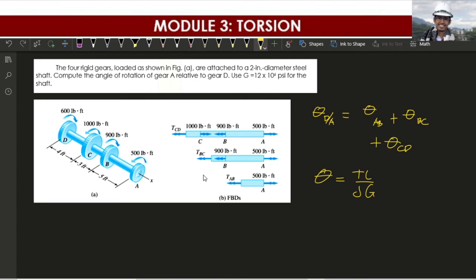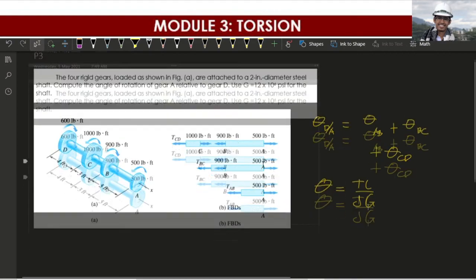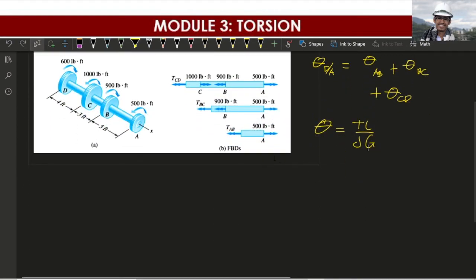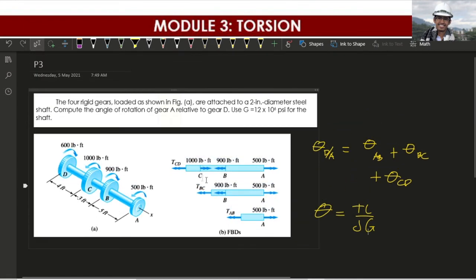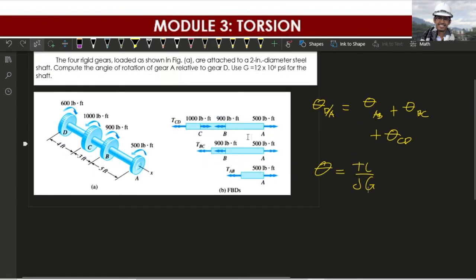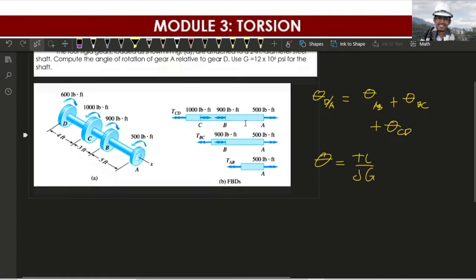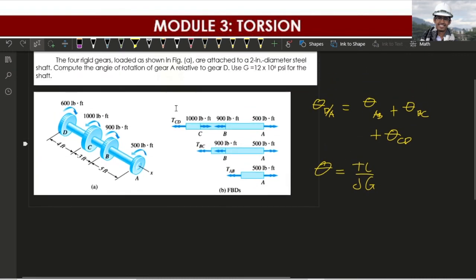So, we need to compute the torque na nag-act sa ating shaft. So, yung mga internal torque na nag-act. First is we can convert ito into a linear vector para mas madali nating makuha yung nag-act sa ating mga segment. Okay? So, ito na yung FBD niya. Itong nandito sa right side.